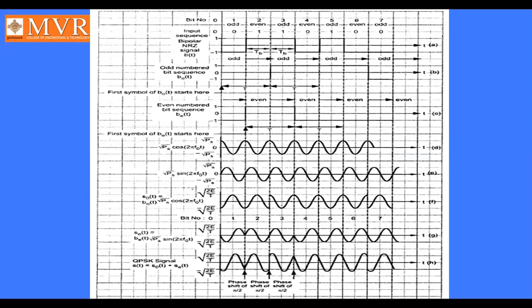All of you try to understand this once. In this, first we are going to take the input sequence, and then number that input sequence, and then group and divide it into an odd number sequence and an even number sequence. Also we take a cos signal and a sine signal, and the cos signal is multiplied with b naught of t and the sine signal is multiplied with b of t. So we can get 4 phase shifts.